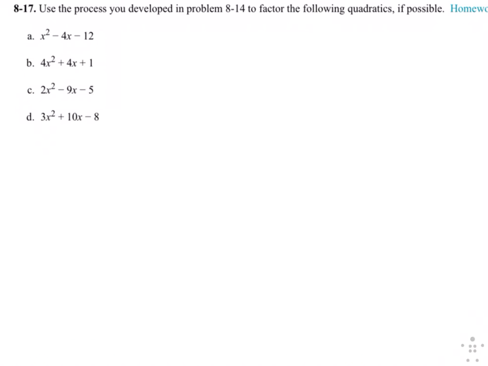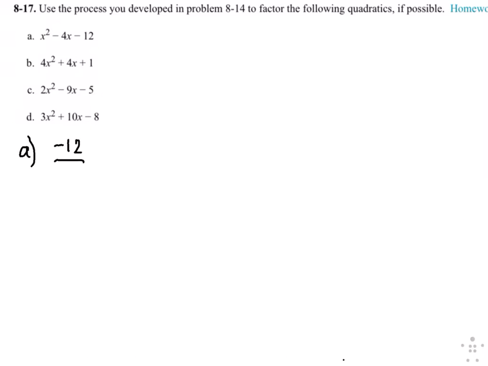Okay, for 817, they want us to factor these polynomials, right? So the first one, A, right, we're looking for factors of negative 12 that when added give negative 4, right?